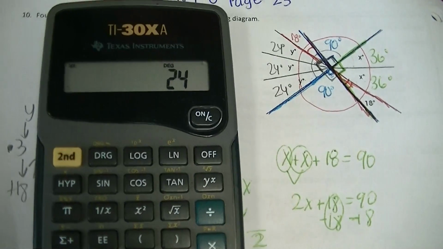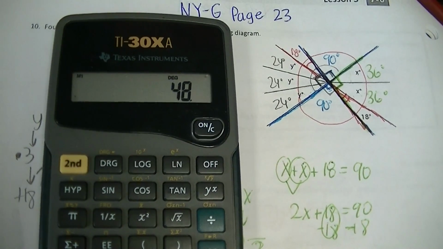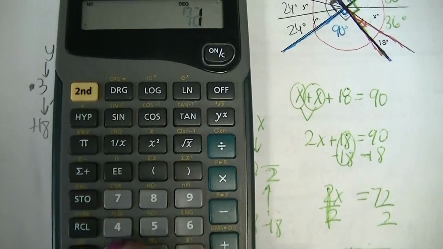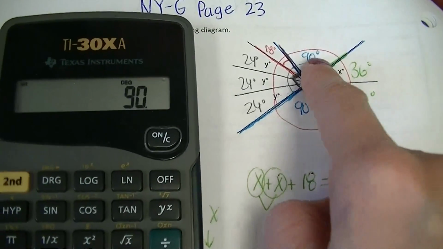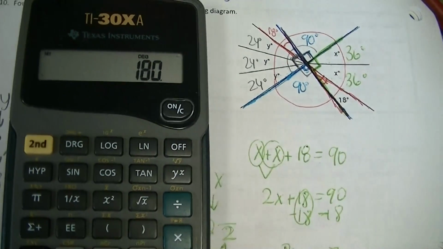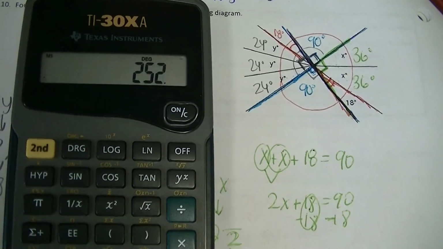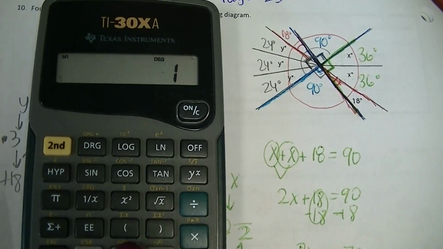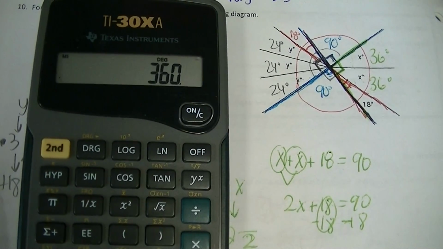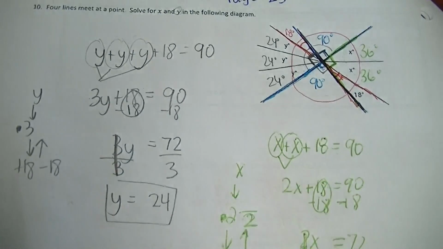So there's 24 plus 24 plus 24 plus 18 plus the 90 plus 36 plus 36 plus 18 plus 90. Okay, their sum is 360 degrees, and we've successfully completed this problem.